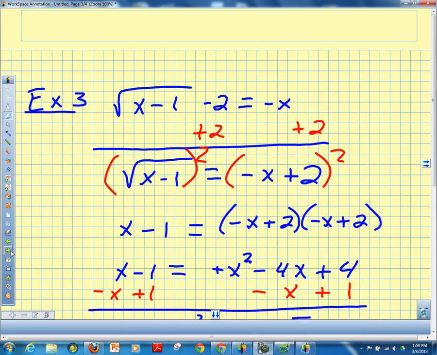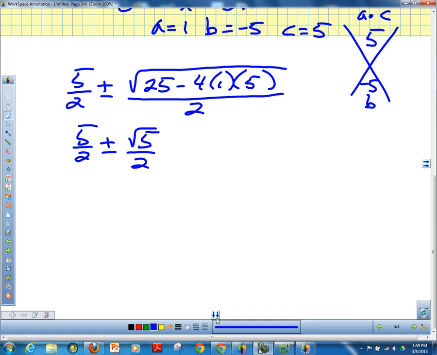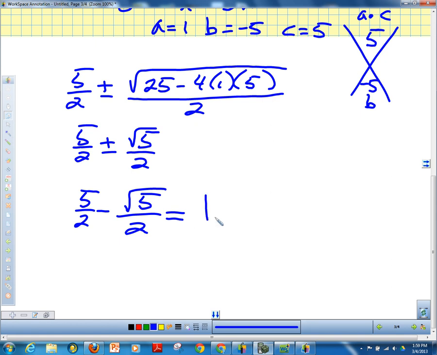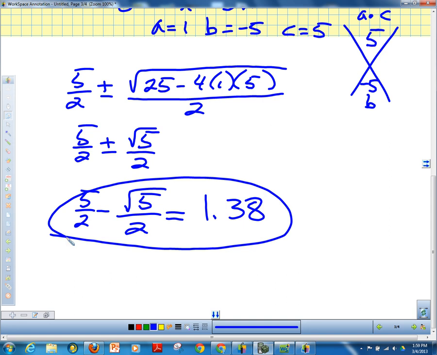So when I go back to that, which one was that? Was that the plus or minus answer? Okay. So 5 halves minus square root of 5 over 2 equals the 1.38. That is our answer. So if you get to right here on the test on Monday, you get 4 out of 5 points. If you give me both decimal equivalents, you get 4.5 out of 5. If you tell me which of the two decimal equivalents works, then you get 5 out of 5.